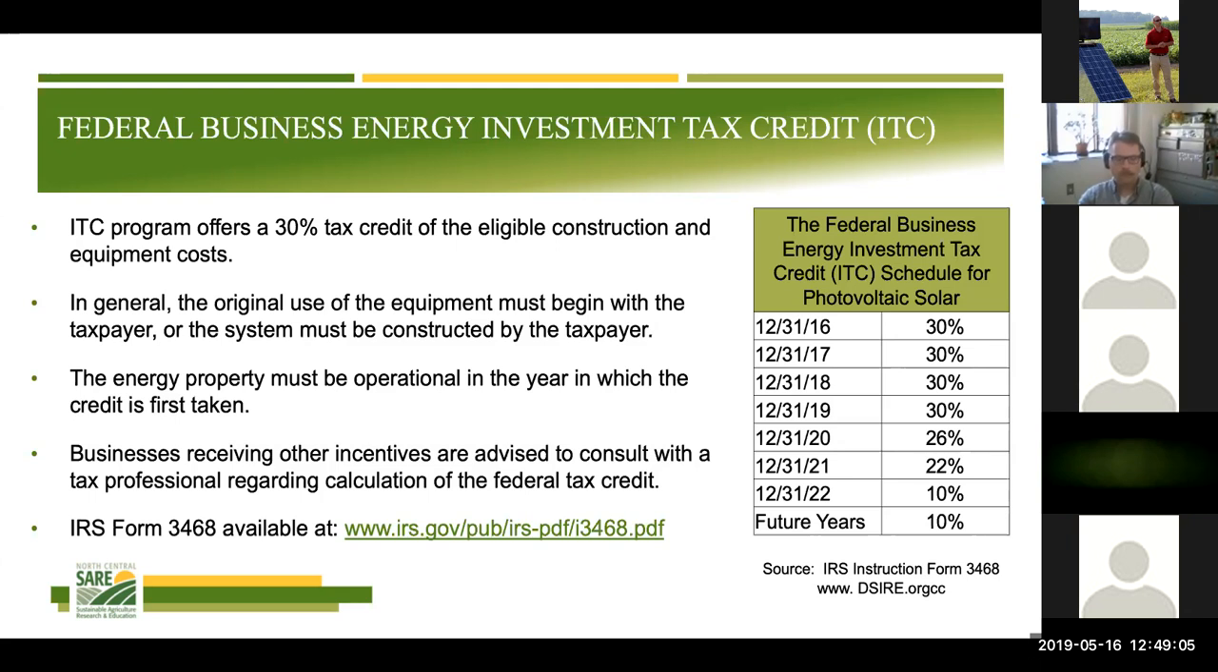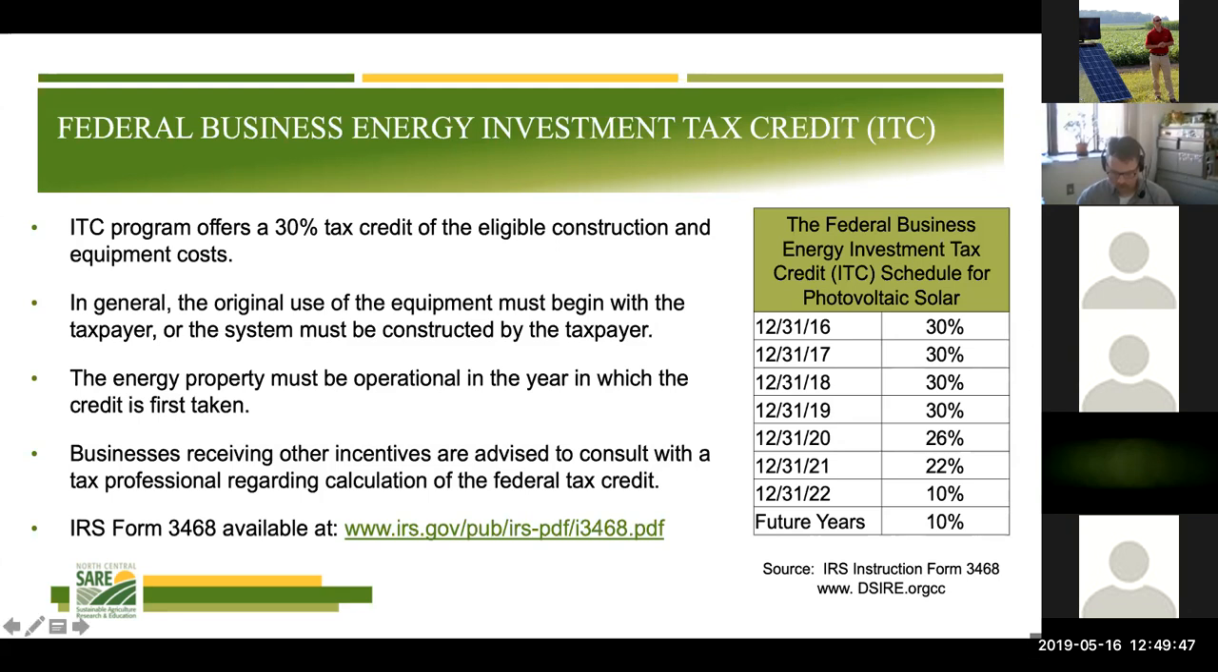Now, the program was ultimately extended through the Consolidated Appropriations Act, and you can see the table on the right here. That 30% was extended through the end of 2019, and we're once again going to be in a period where this starts to slowly stair step down. So in 2020, it drops 4%, so we'll have a 26% investment tax credit. Then it'll drop another 4% in 2021. And then in 2022, moving forward for commercial projects, that will be locked in at 10%. Just a note, for residential systems, the residential investment tax credit would expire altogether.